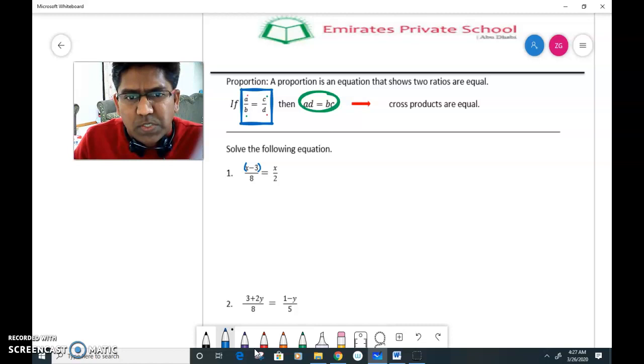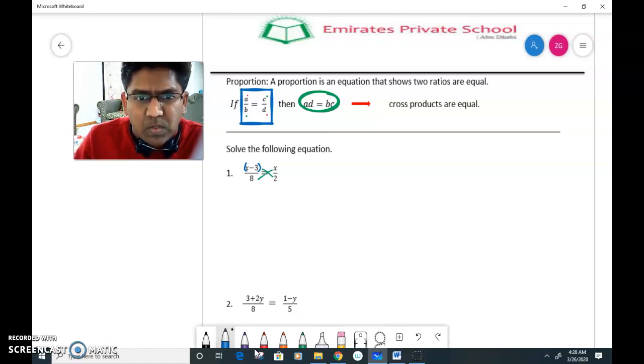Now to solve this equation, we will use the property cross products are equal. So we will simply take the cross product. So 2 will multiply with the bracket and x will multiply with 8. So let's multiply. So 2 bracket x minus 3 equals 8 times x. Now we will expand the bracket. 2 times x will be 2x minus 2 times 3 is 6 equal to 8x.